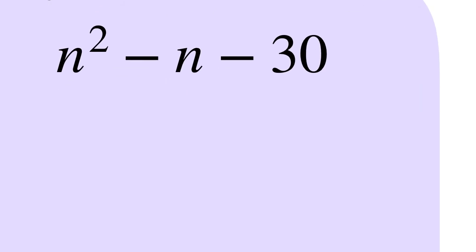All right, so the next one. Now remember, there is actually a number here, right? That's actually like a -1. So anytime there's no coefficient, there is a 1 right there. So we're trying to find factors of -30 that will add up to -1.